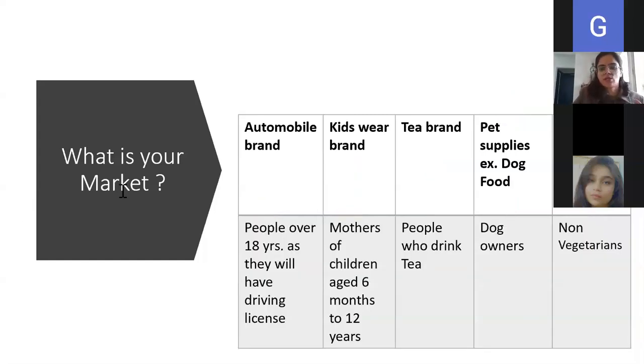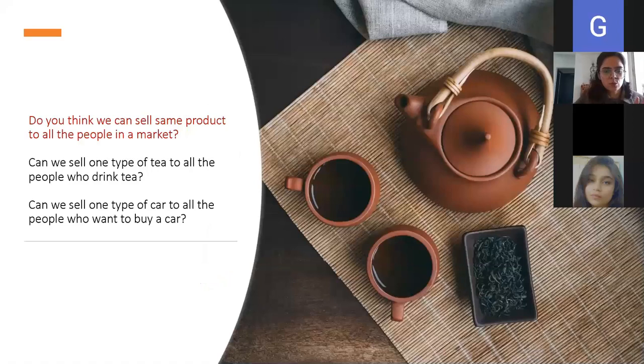Great. Okay, so automobile brand: people over 18 years, as they will have a driving license. Mothers of children aged 6 to 12 years, people who drink tea, dog owners, non-vegetarians, right? So I think I showed you this before also. So do you think we can sell the same product to all the people in a market?